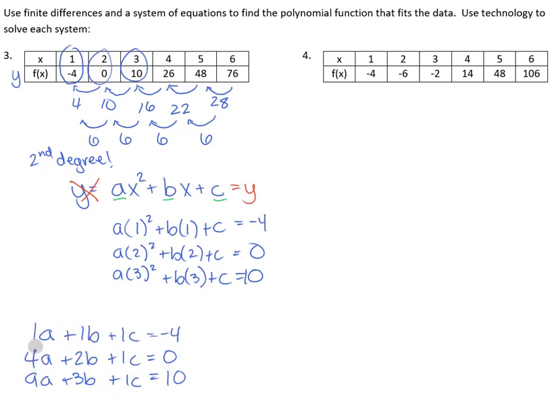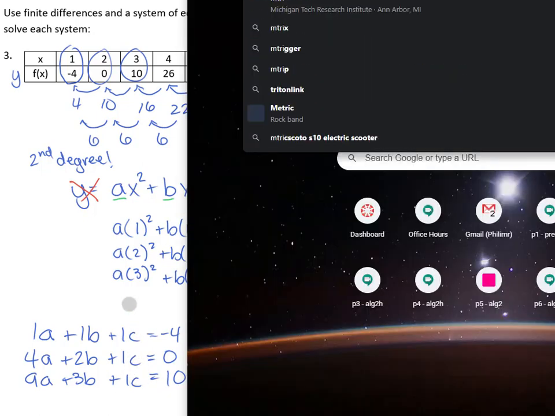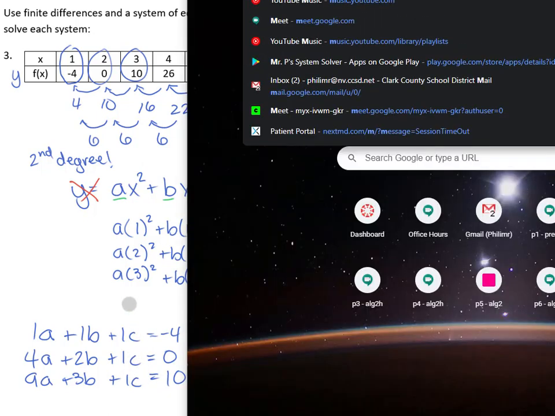All right, here is what I can essentially put in as my coefficient matrix. 1, 4, 9, 1, 2, 3, 1, 1, 1, -4, 0, 10. And we're going to use technology to help us solve this.